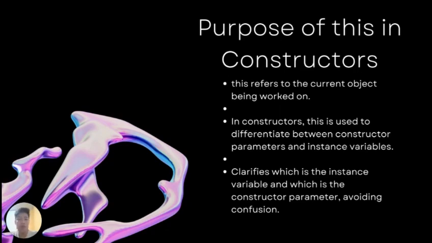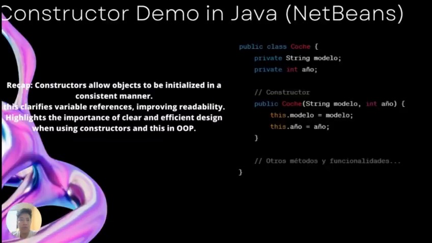Purpose of this in constructors. This refers to the current object being worked on. In constructors, this is used to differentiate between constructor parameters and instance variables. It clarifies which is the instance variable and which is the constructor parameter, avoiding confusion.